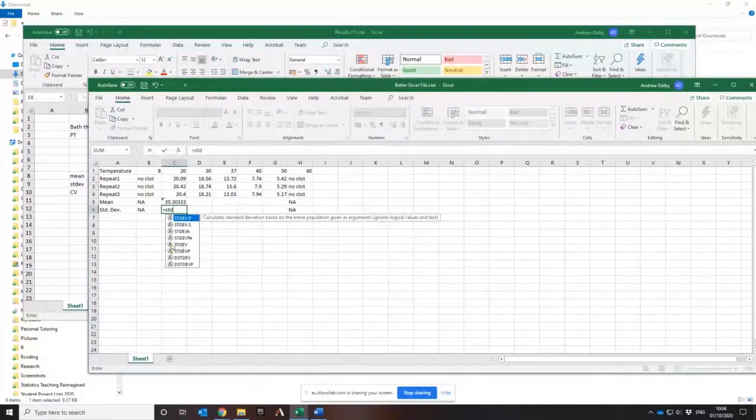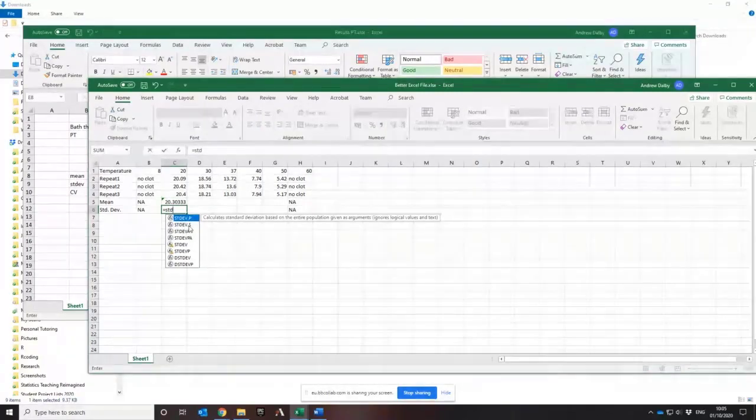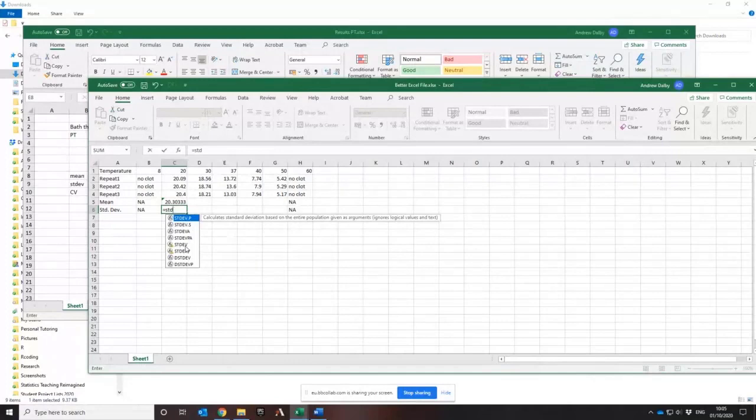This is telling you that this STDEV here is the old standard deviation formula that Excel used to use before 2015, when it updated and redefined how the standard deviation is calculated. Up until that point, you had STDEV and STDEVP. These were replaced by the functions STDEV.P and STDEV.S. So STDEV.S is the same as that original STDEV.